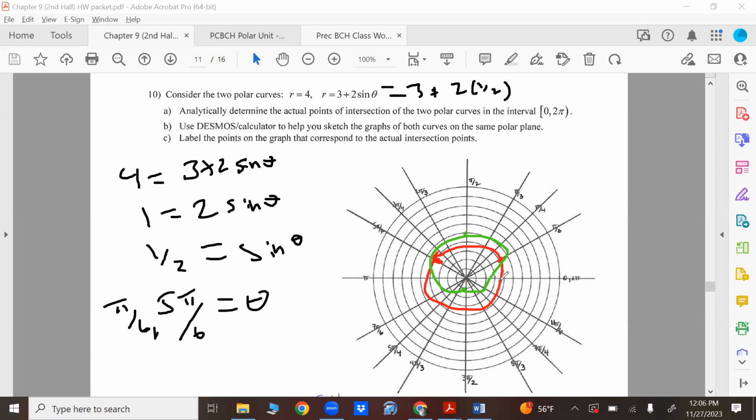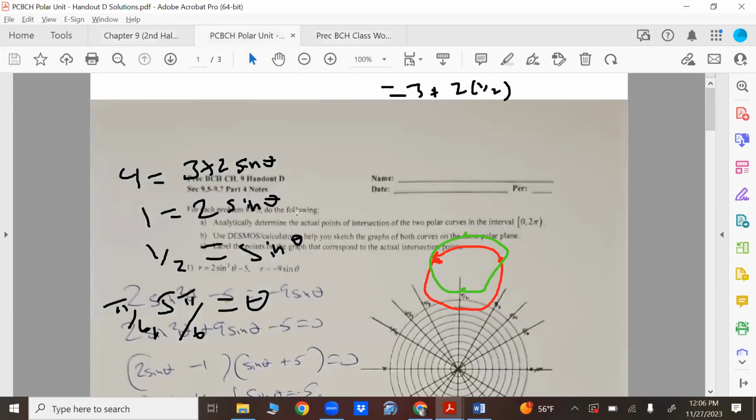Yeah, it's kind of a crappy graph, but there you go. And those are the actual intersection points: 4 comma pi over 6 and 4 comma 5 pi over 6. Okay, so it's kind of a nice lead to the next handout. I just made this answer key this morning.